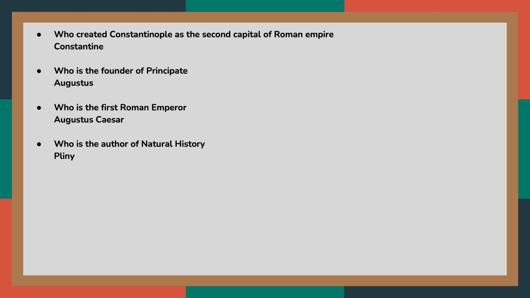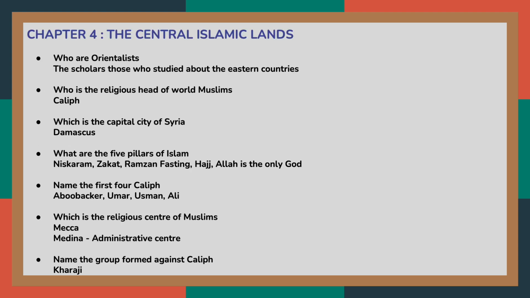Who is the author of Natural History? That is Pliny. Chapter 4 is the Central Islamic Lands. First one, who are the Orientalists? Orientalists are the scholars who studied the Eastern countries.